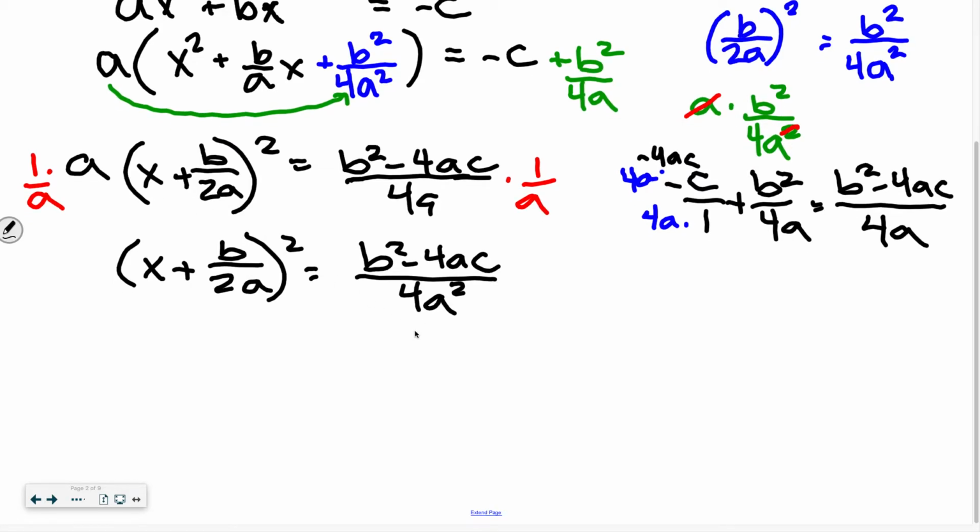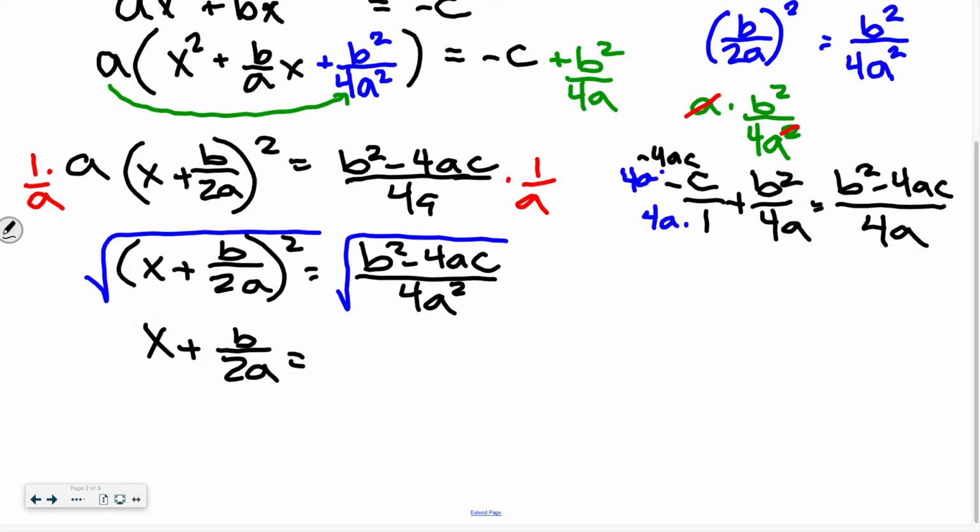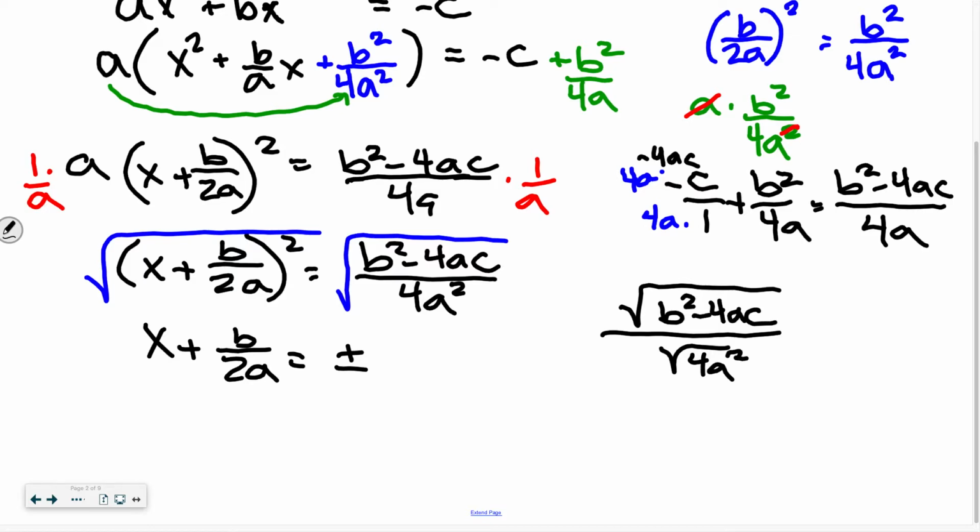So our next step to solve, square root both sides. And when we square root both sides, we have to add a plus or minus. So that's going to be over here on the left. So we have x plus b over 2a equals plus or minus. Now I am going to do a little bit of simplifying again. It is a property of radicals that I can do the square root of b squared minus 4ac over the square root of 4a squared. I can separate the numerator and the denominator.